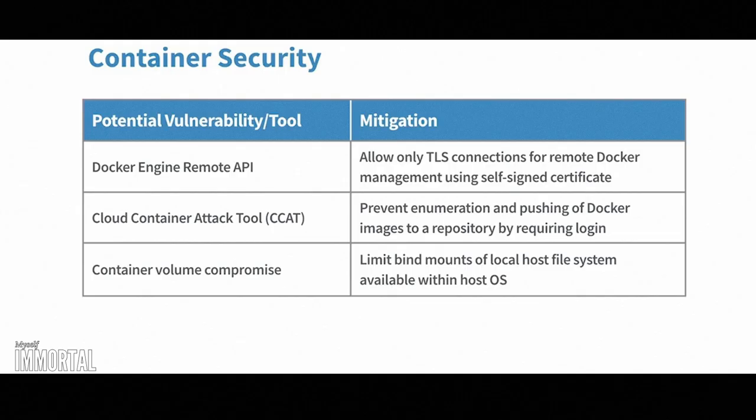The next potential vulnerability or tool is a container volume compromise. Remember how we said an app container might contain its own file system and that file system could be made available in the underlying host for management purposes? Well, you can limit that from happening, and you should really do that only when absolutely necessary. The reason is because if the host is compromised, it's even easier for attackers then to get into the file system of the container without them having to get into the container itself.